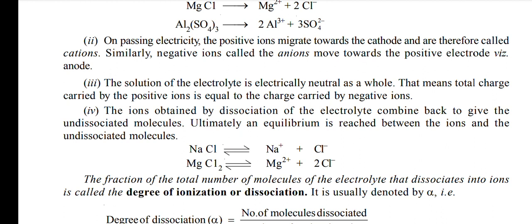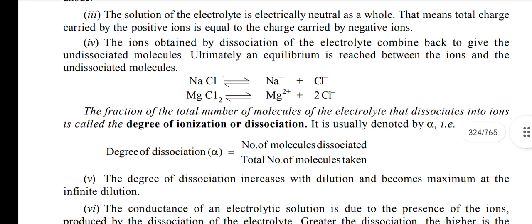The ions obtained by dissociation of the electrolyte combine back to give the undissociated molecules. Ultimately, an equilibrium is reached between the ions and the undissociated molecules. NaCl ⇌ Na+ plus Cl-.